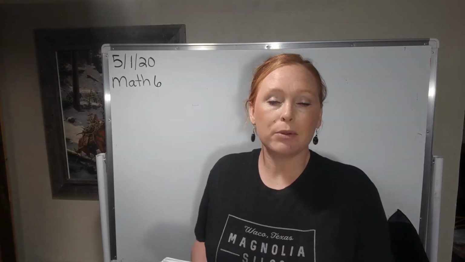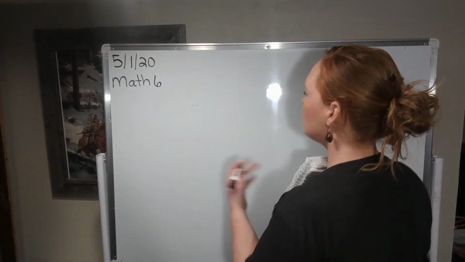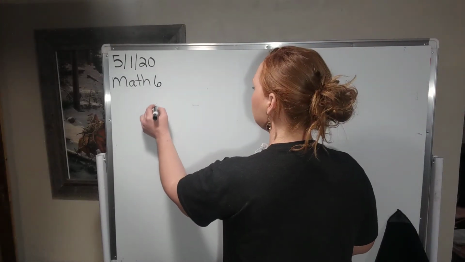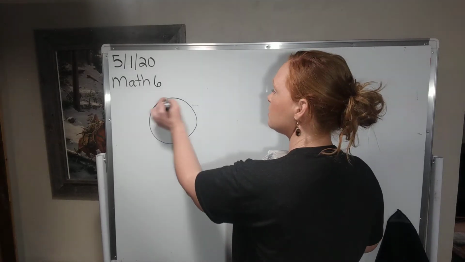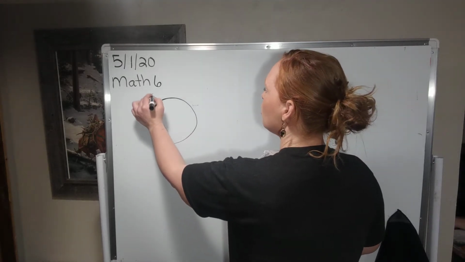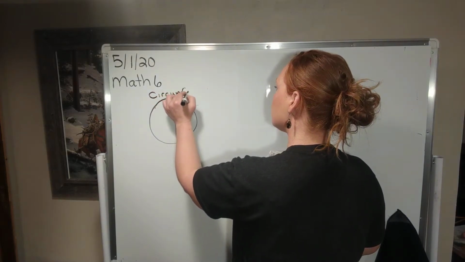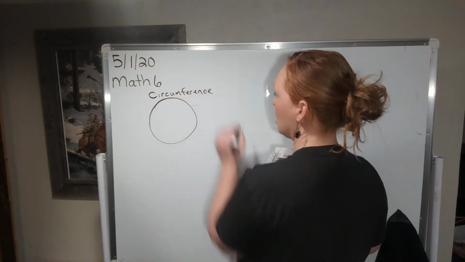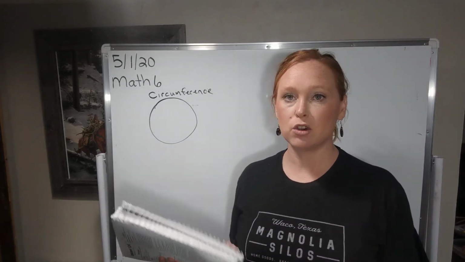Except when we find the perimeter of a circle, it has a special name called circumference. So remember, perimeter is around the outside. So when we find the distance around the outside of a circle, we call it circumference, not perimeter. And circumference is found with a special formula.